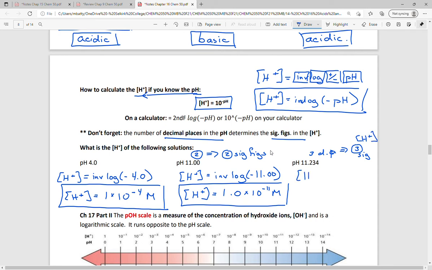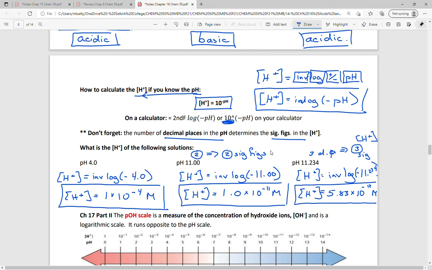The equation that I'm using is this inverse log or second function log, or you might have this button on your calculator here, that 10 to the x, or 10 with the arrow up. I'd put in negative 11.234. So my answer for this, my hydrogen ion concentration, is 3 sig figs 5.83 times 10 to the negative 12 moles per liter.